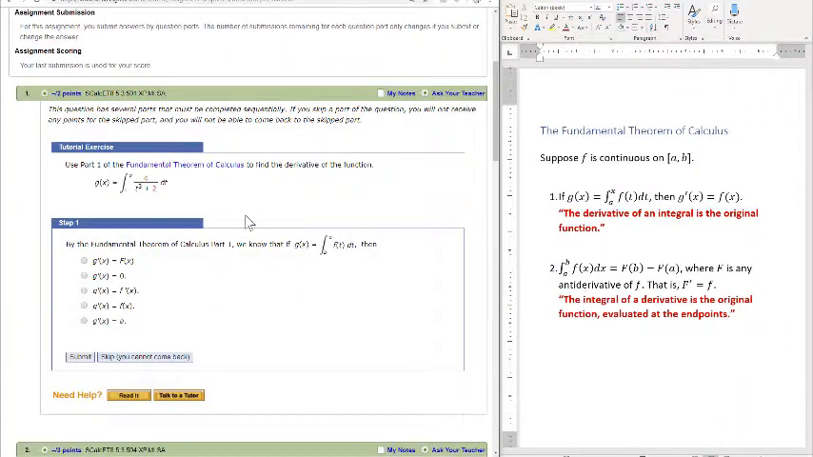This is a problem from your lab assignment from section 5.3. It says here to use part 1 of the fundamental theorem of calculus to find the derivative of a function g of x. This is a function defined by an integral: g of x is equal to the integral from 1 to x of 4 divided by t cubed plus 2, and we're integrating with respect to t.